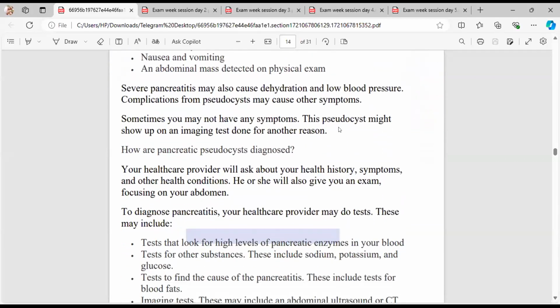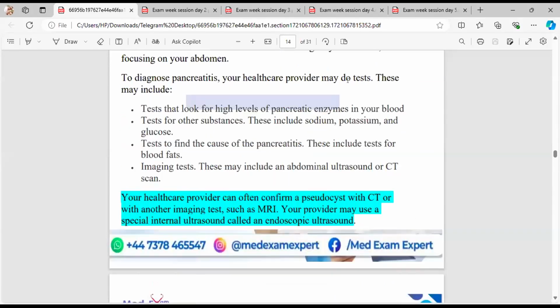Now, severe pancreatitis may also cause dehydration and low blood pressure. Complications from cirrhosis may cause other symptoms as well. So, how is pancreatic cirrhosis diagnosed? Now let's see what the diagnoses are. To diagnose pancreatitis, your healthcare provider can often confirm a cirrhosis with CT. To confirm pancreatitis, your healthcare provider may do tests. These are for pancreatitis.